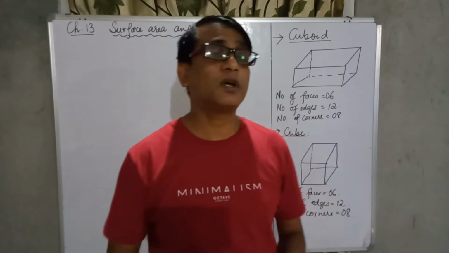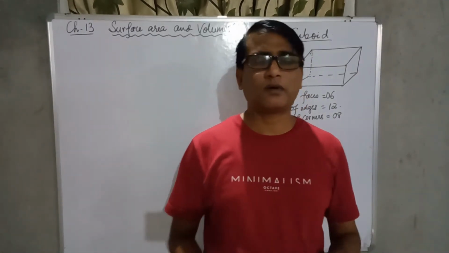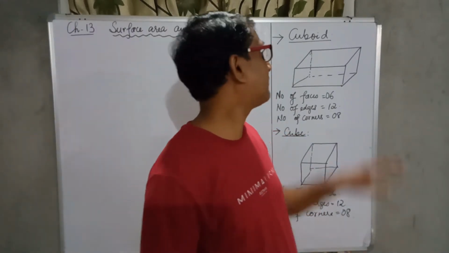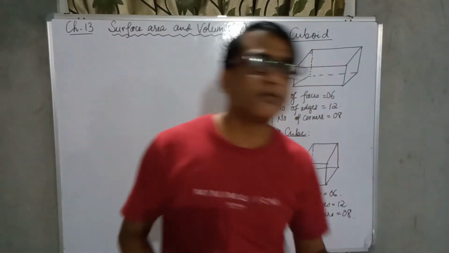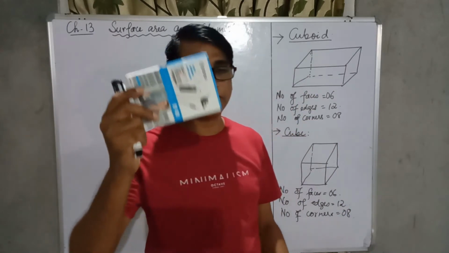In this topic today I'll discuss two things. All are three-dimensional things. The two things, what are they? One is cuboid, another is cube. Cuboid is what? This type of shape is called a cuboid.